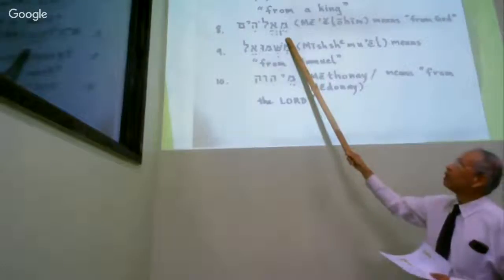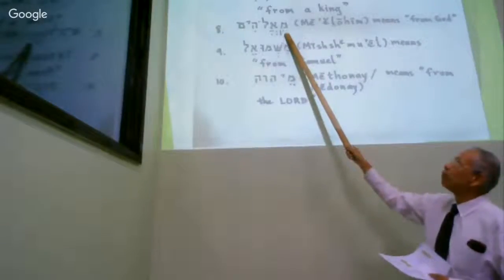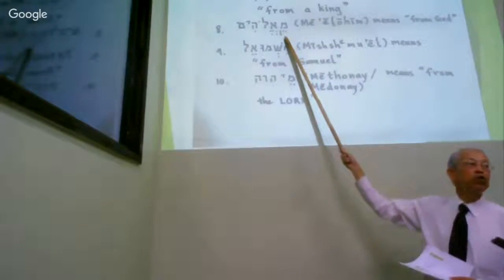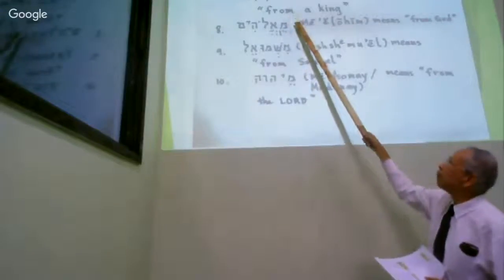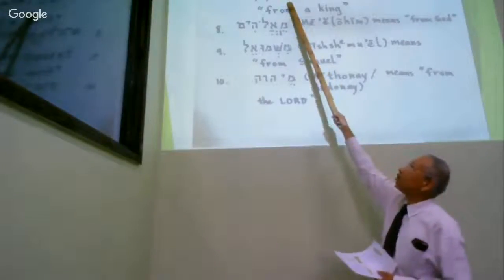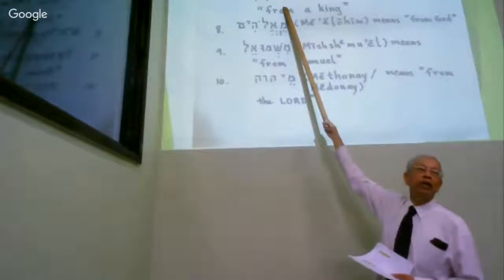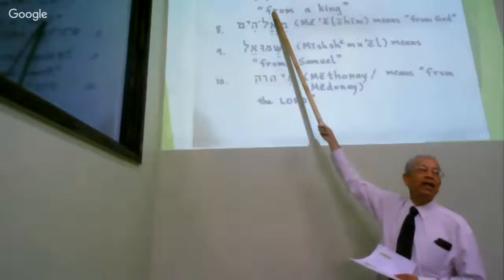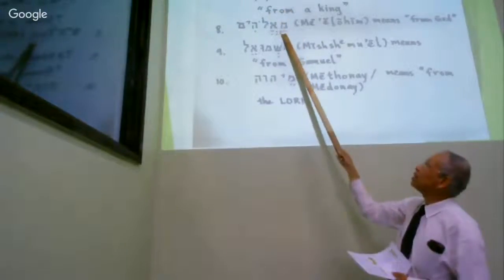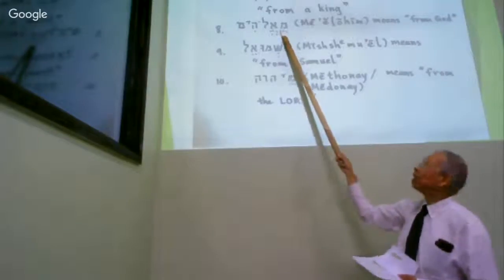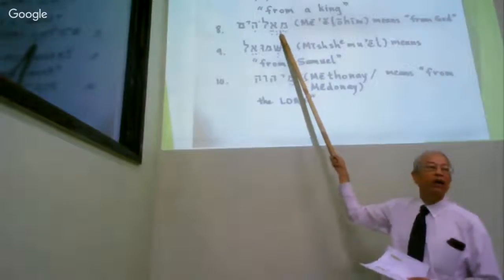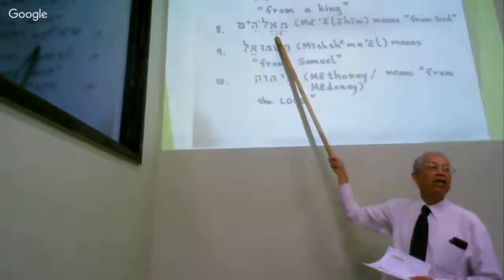Now, here you have min again, but it looks different from the min up here. The min up here had a hirik, a short I sound like E. This doesn't have a hirik. This is sere, and it's a long E sound.